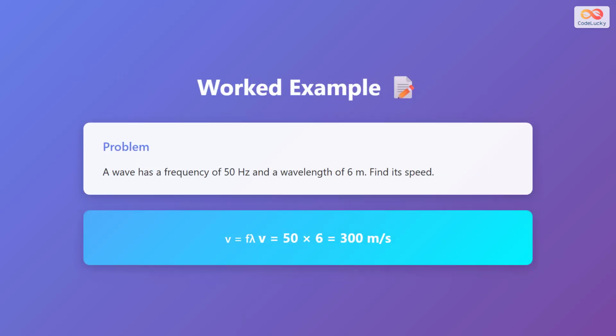Let's work through an example to see this equation in action. Suppose a wave has a frequency of 50 Hz and a wavelength of 6 meters. What is its speed? We use the formula V equals F lambda. Substituting our values, V equals 50 times 6, which gives us 300 meters per second. So this wave travels at 300 meters per second through the medium.